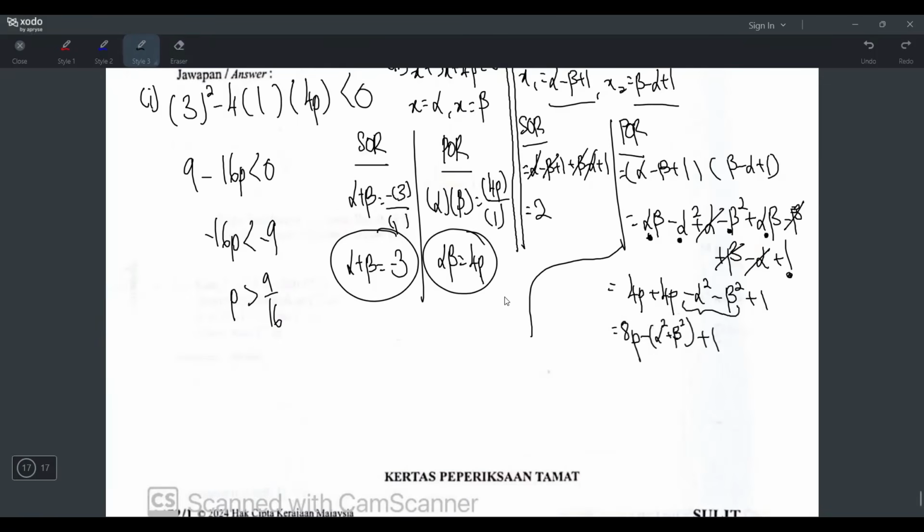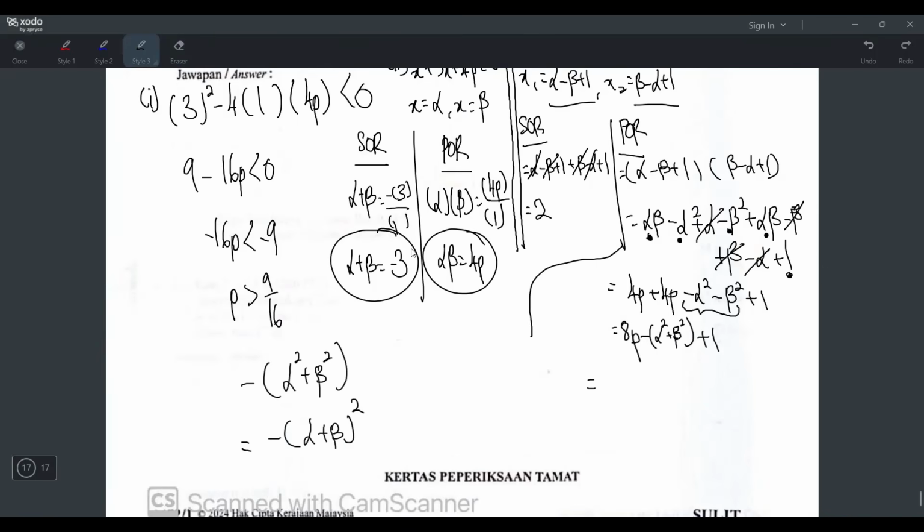Student will tell me something like this. They will say, oh sir, negative bracket alpha square plus beta square. Okay, the square is actually inside the bracket, right? They will say something like this: oh sir, the square dua-dua pun ada mah. So they will do like that, alpha plus beta square. They will just write the square outside.